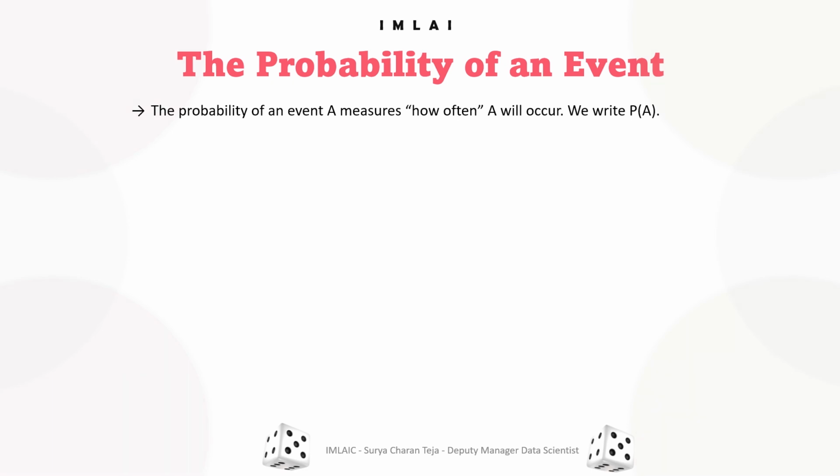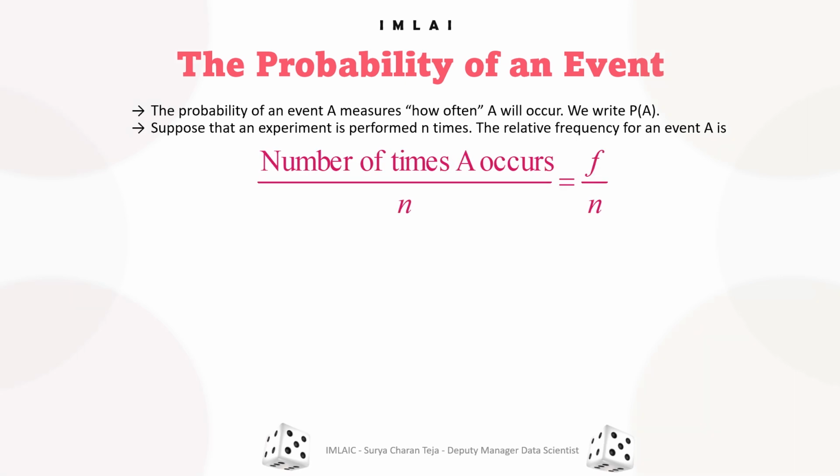We write this as P of A, the probability of event A. That's how we read it. Suppose that an experiment is performed n times. The relative frequency for an event capital A is then calculated as the number of times that event A occurs, divided by n. So that is equal to frequency divided by n.